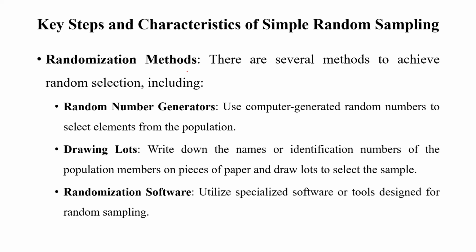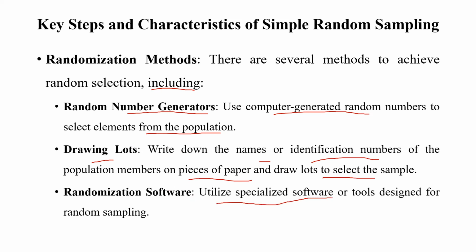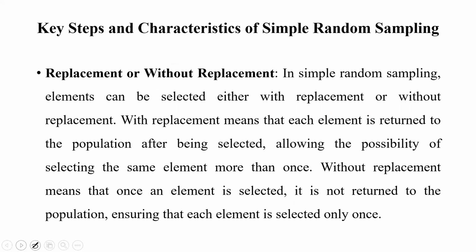So, in continuation, randomization methods. There are several methods to achieve random selection, including random number generators: use computer generated random numbers to select elements from the population. Or we can use drawing lots: write down the names or identification numbers of the population members on pieces of paper and draw lots to select the sample, or we can say lottery methods. Randomization software: utilize specialized software or tools designed for random sampling.